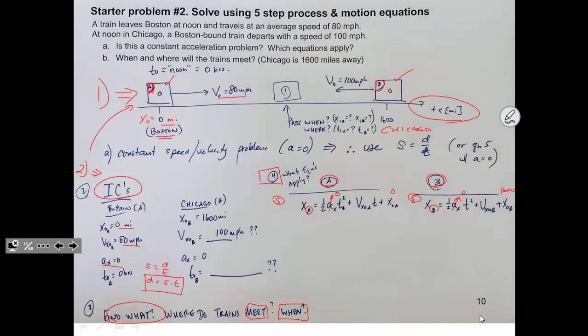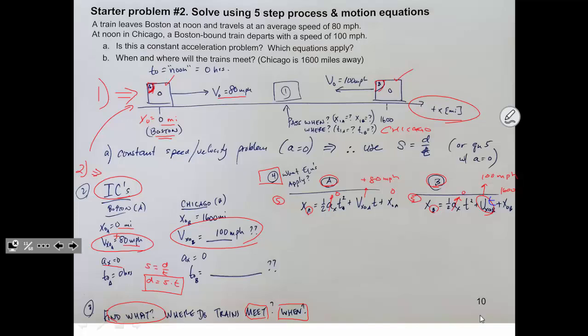Our velocity for the Boston train is 80 miles per hour. The velocity for the Chicago train, and it looks like I left the t out of my equation here, is 100 miles per hour. But you've got to be careful. These are vectors. And you'll notice here, I've got a question mark. Our Boston-bound train is positive 80 miles per hour. Our Chicago train moves to the left, and that's going to be negative 100 miles per hour. So we need to make sure we have a negative sign in here.